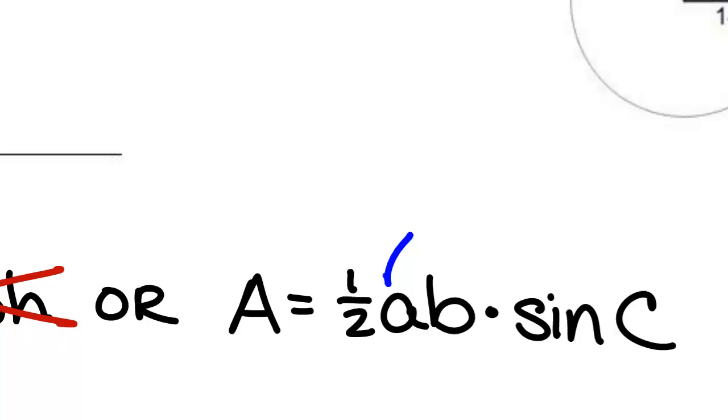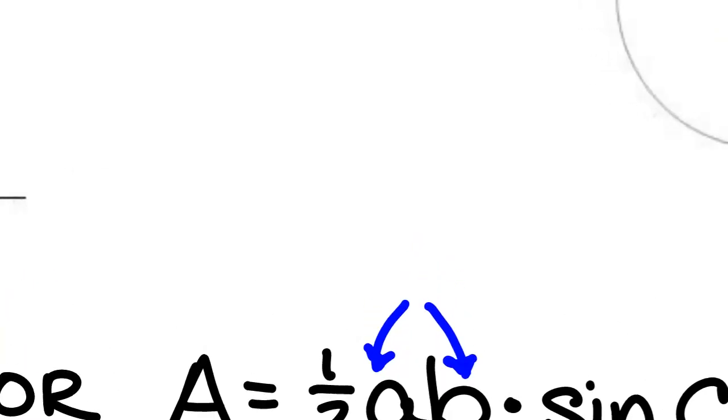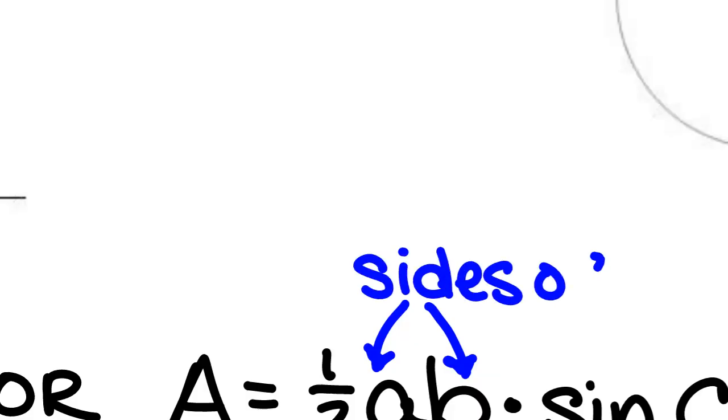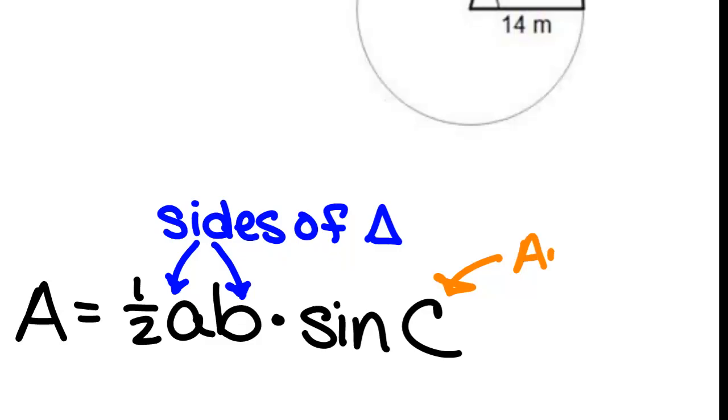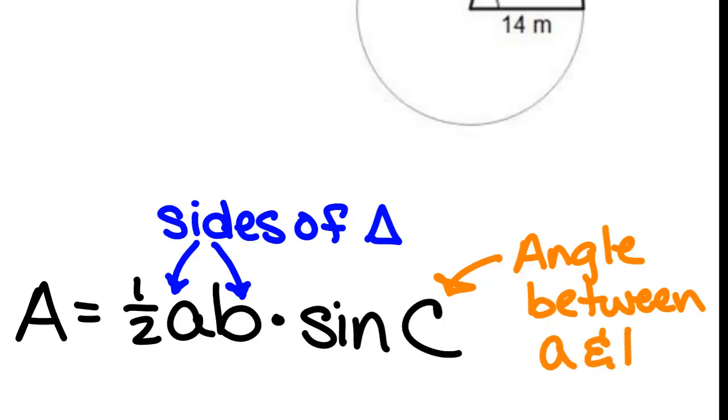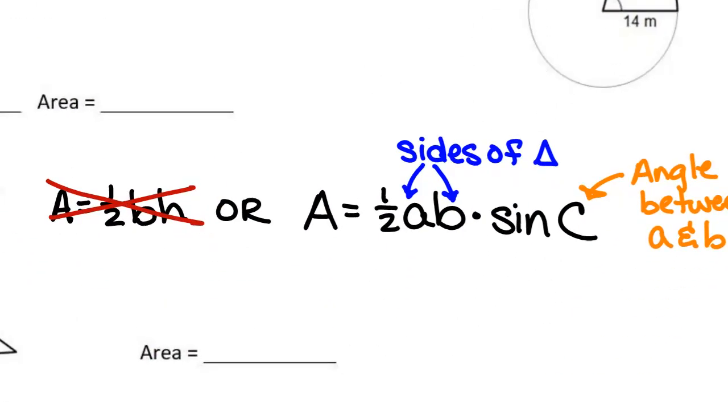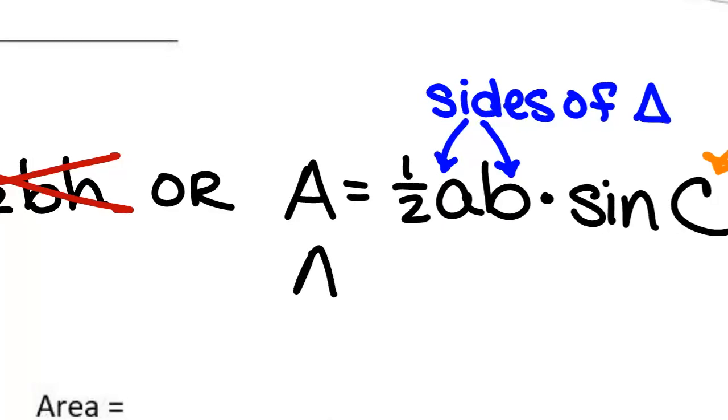A and B both have to be what on the triangle? They have to be sides. And C has to be what? Yes, this is the angle between A and B. What do we have to use for A and for B here? 20.8 and 34.5.